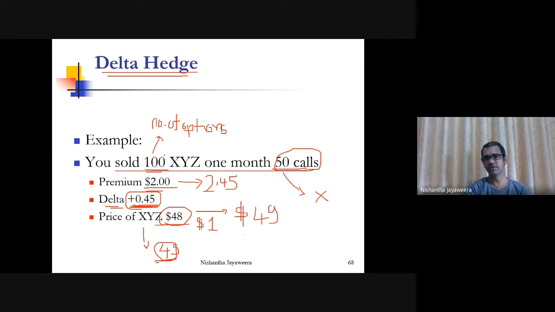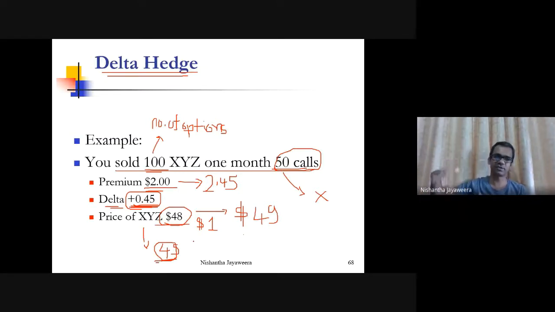When you sell 100 options, you buy 45 shares. If you buy 100 options, what do you do? If you want to make a delta hedge, once you buy options, you sell shares equal to 45. Then whatever the price fluctuation, there won't be any gain, loss or profit for you. That is the meaning of delta hedge.